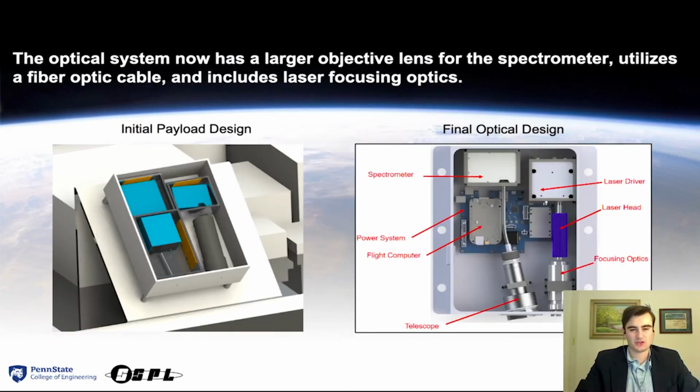Our optical system also underwent several changes throughout our design, the first of which being a larger objective lens was used in the spectrometer telescope. This telescope is also oriented slightly to better align with the point of ablation. This telescope is then connected to the spectrometer via a fiber optic cable. Finally, focusing optics were used on our laser system to achieve our target power density to fully ablate the lunar regolith at our point of ablation.